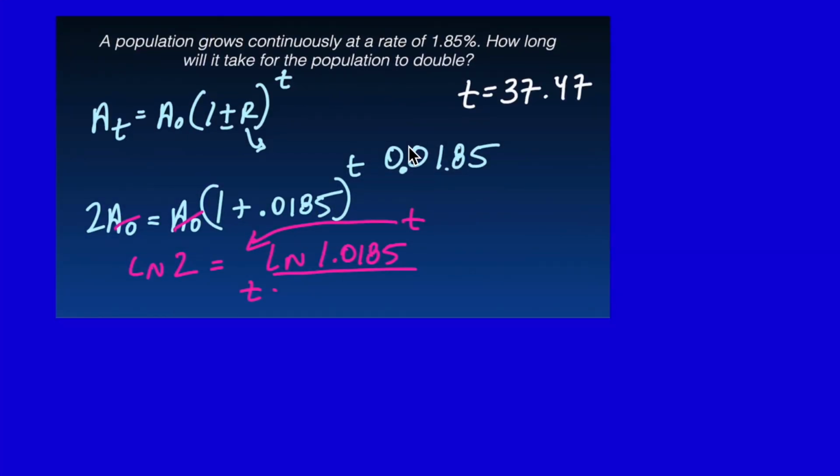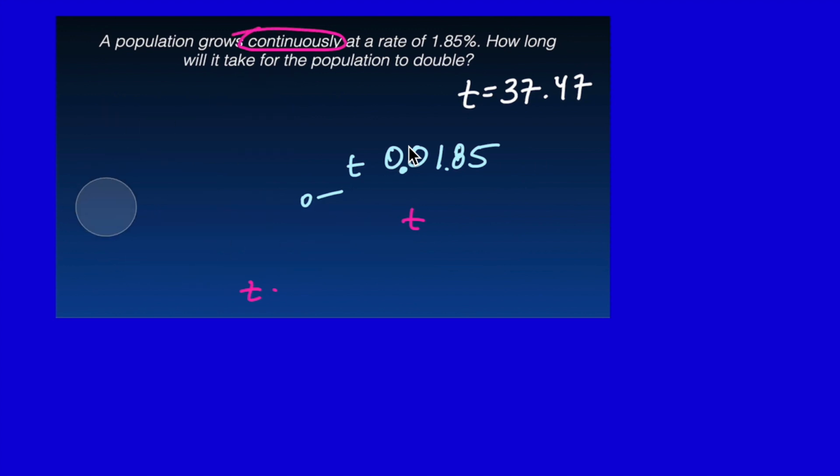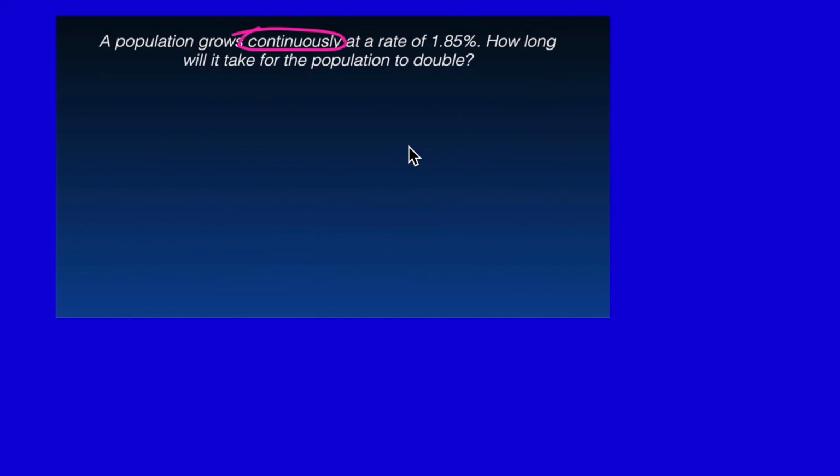But the fact that you see the word continuously here, to me means you should use the formula that we used, which was y equals c e to the kt, and you're going to use this as your k, but again, converting it from the percent to the decimal form for k.